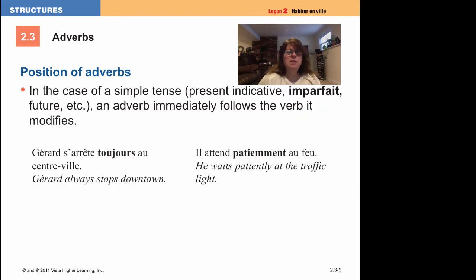Position des adverbes. In the case of a simple tense, present indicative, imparfait, future, conditionnel, things that we have one word for the tense, an adverb immediately follows the verb it modifies. So we have things like Gérard s'arrête toujours au centre-ville. Il attend patiemment au feu.